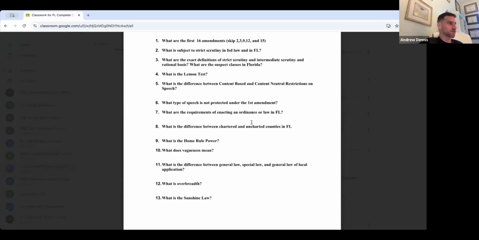So it's got to be single subject, clear title, enactment clause, related to the health, welfare, morals of the people, cannot be vague or overbroad. And then to actually become a law, it needs to be presented and signed by the governor. It needs to be bicameralism. It needs to be presented to both houses, read 3 times, and then actually signed by the governor. The governor cannot do a pocket veto in Florida. He has to actually sign it.